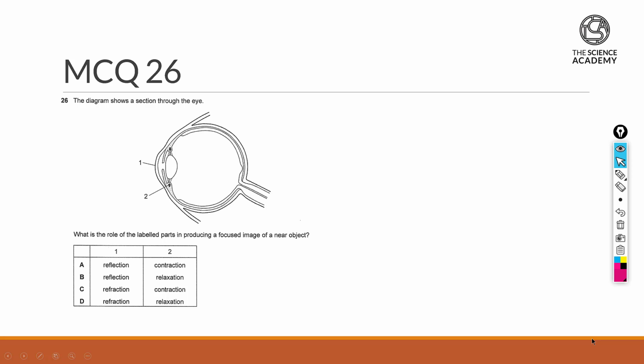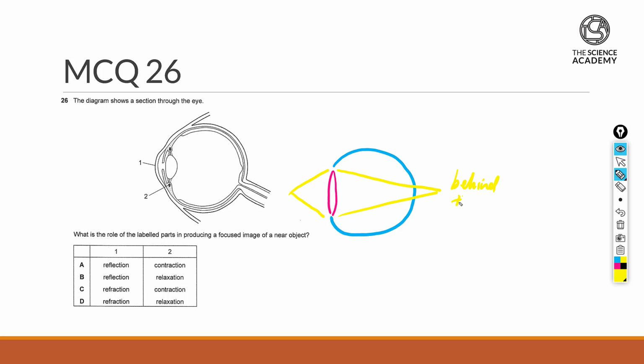In question 26, we're going to take a look at how the eye helps in the focusing of images of a near object. Now, while viewing a near object, the light itself, without any correction to the curvature of the lens, actually enters the eye diverging, and it focuses behind the retina. And this produces images that are not sharp.